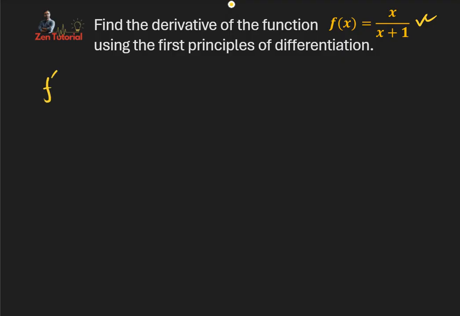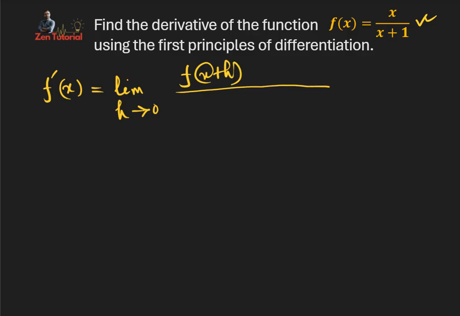The first principle of differentiation for f(x), f'(x), limit h tends to 0. By the definition of the first principle of differentiation of any function, that function's first order differentiation is equal to the limit as h tends to 0 of f(x plus h) minus f(x) over h.